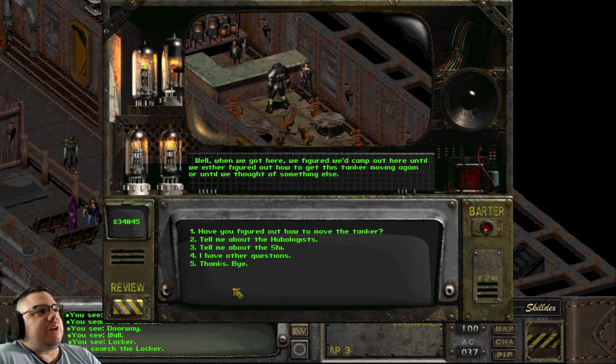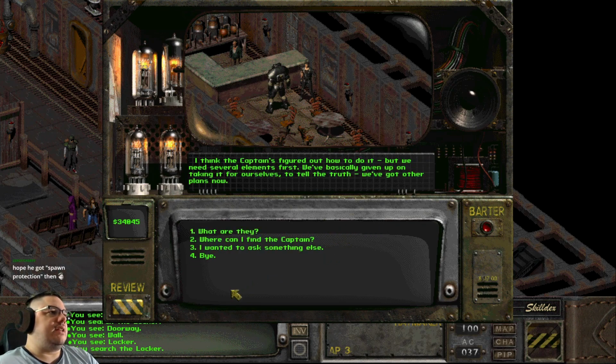Well, when we got here, we figured we'd camp out here until we either figured out how to get this tanker moving again, or until we thought of something else. Have you figured out how to move the tanker? I think the captain's figured out how to do it, but we need several elements first. We've basically given up on taking it for ourselves, to tell the truth. We've got other plans now. Yeah. What are they?